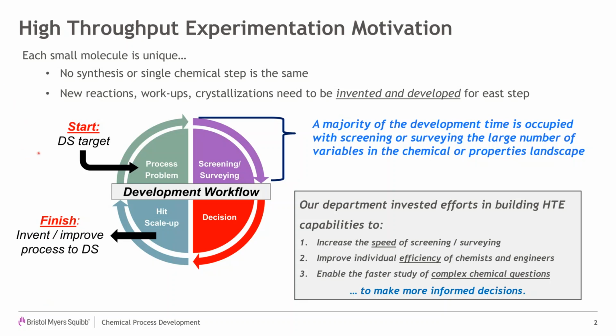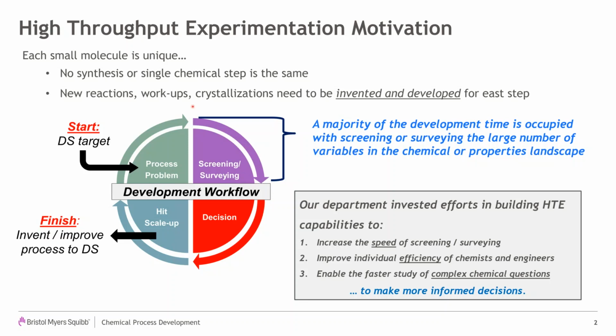Typically in a process department, you have some drug substance target that comes in, you do some process work with it until you encounter a problem, and then you do a variety of screening and surveying to analyze the number of variables that are dealing with that process. And so you come to some decision and finally a scale up. The majority of work is spent in this kind of screening and surveying landscape because no single synthesis is the same, and new reactions, workups, and processes need to be invented for each step.